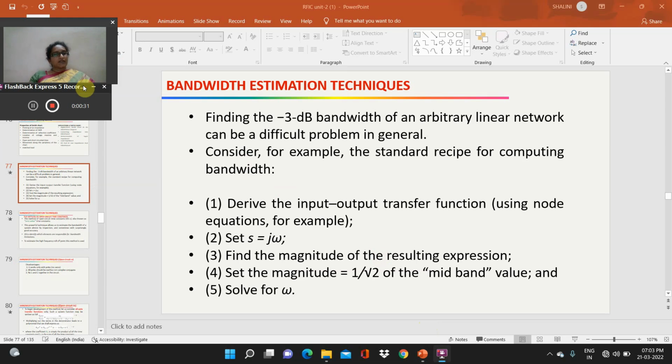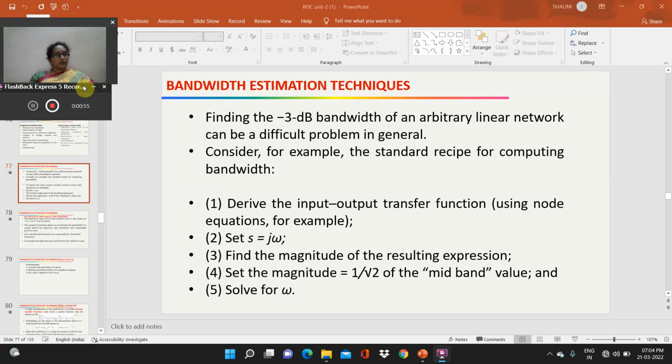So consider, for example, the standard recipe for computing bandwidth. First, derive the input-output transfer function using node equations. Second, set s equal to j omega. Third, find the magnitude of the resulting expression. Fourth, set the magnitude equal to 1 by square root of 2 of the midband value, and fifth, solve for omega.